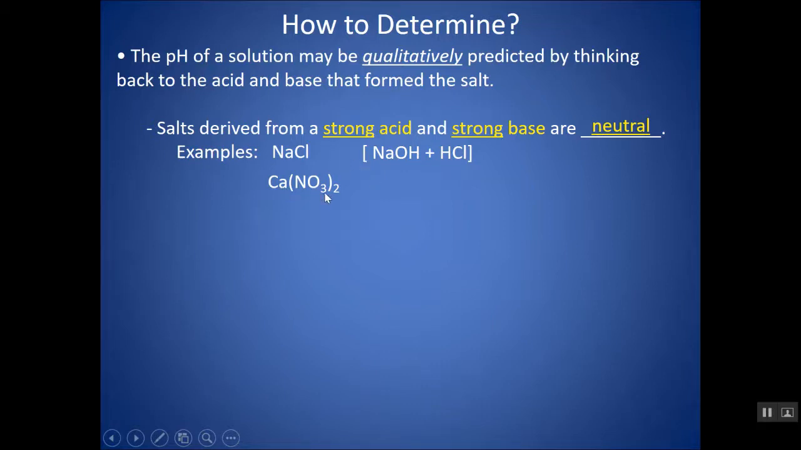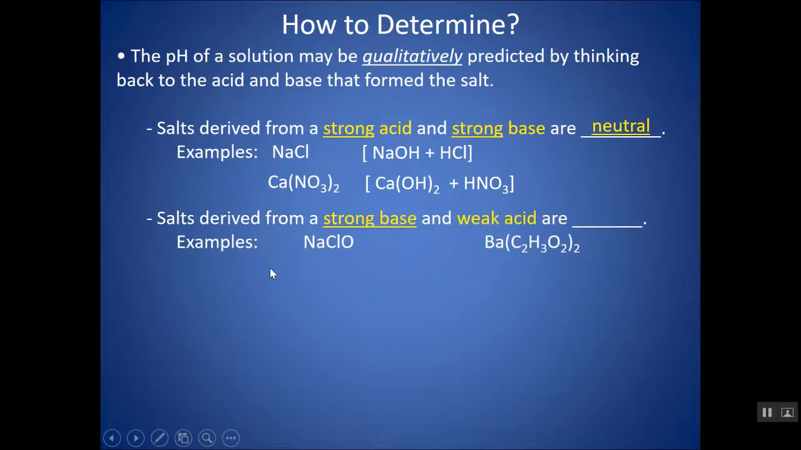Calcium nitrate: what acid and base combined to make this salt? This came from calcium hydroxide. NO3 came from nitric acid. Those are both strong, so this would be a neutral salt. So NaCl and calcium nitrate would be neutral salts. Their ions are all the conjugates of something strong. Now, if you have a different combination, a strong base and a weak acid, salts derived from that are going to be basic, and let's look at why.